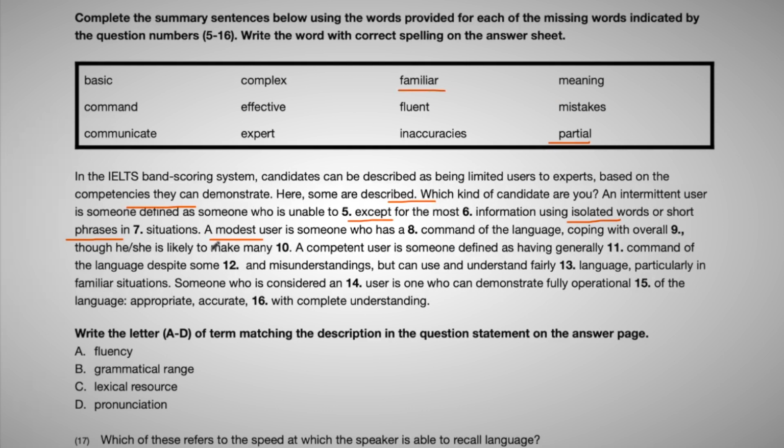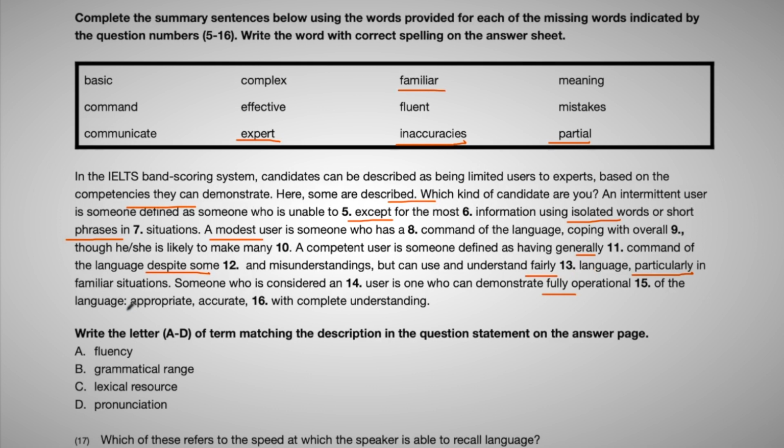Though he or she is likely to make many mistakes, a competent user is someone defined as having generally effective command of the language, despite some inaccuracies and misunderstanding, but can use and understand fairly complex language, particularly in familiar situations. Someone who is considered an expert user is one who can demonstrate fully operational command of the language.